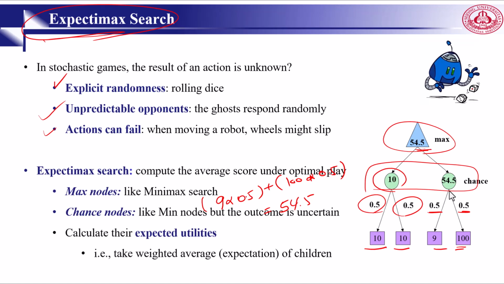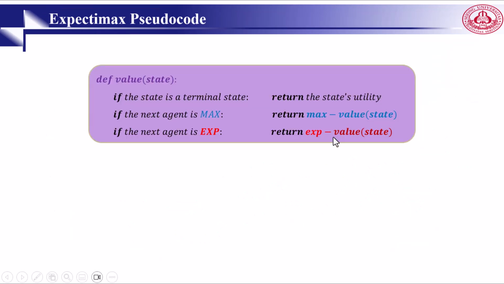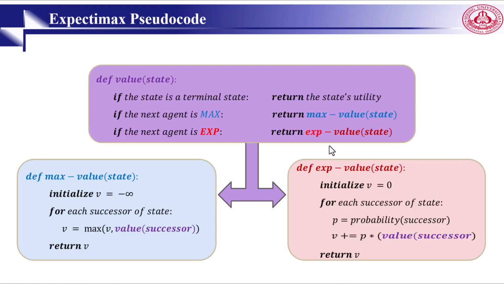So in Expectimax Search, we compute the average score under optimal play. Max nodes are like Minimax Search, but chance nodes are like min, except we calculate the expectation, right? Expected value. Take the weighted average, right? What I did here is called the weighted average of values of children. So this algorithm is like what we already learned. The only difference here is the probability. You can see here we have the probability. Each child has a probability, like the 0.5 that we had already.